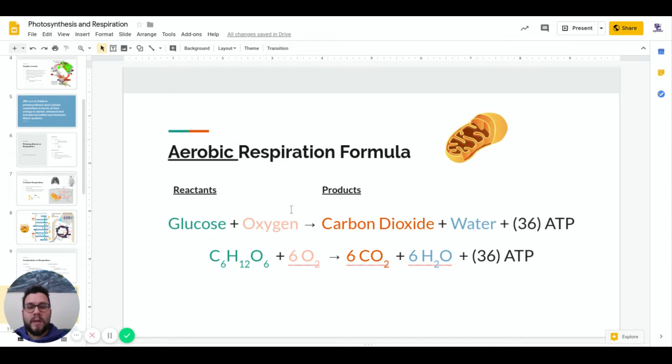Now, lots happening in this reaction. There's lots of enzymes involved and in between molecules that get used or change or help. But this is the simplified version. Glucose goes in, oxygen goes in, carbon dioxide, water, and ATP come out.